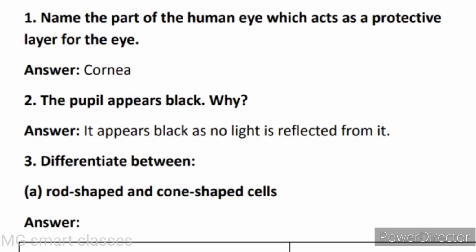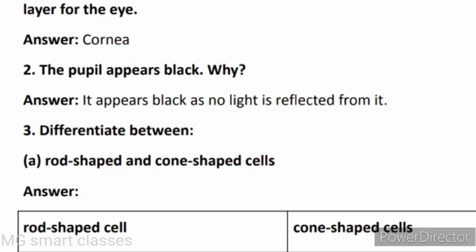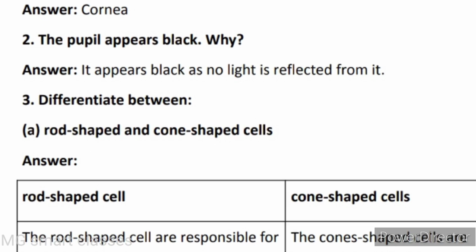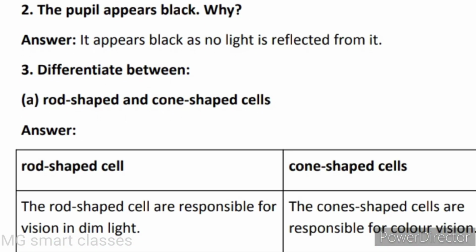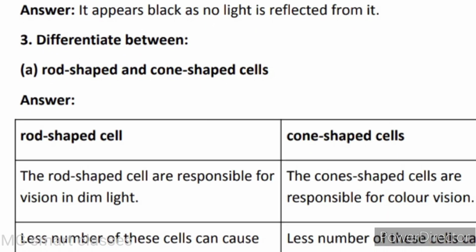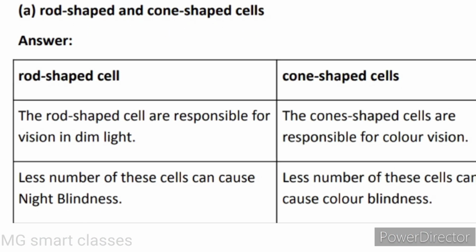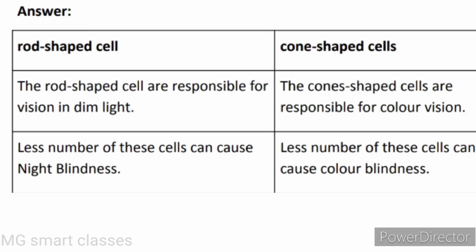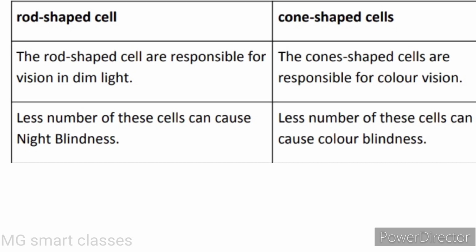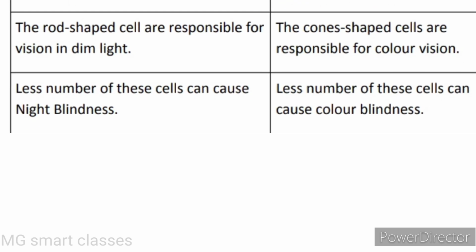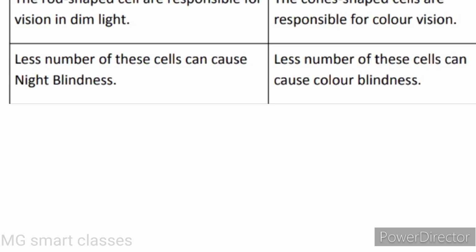Question number 3. Differentiate between rod-shaped and cone-shaped cells. The rod-shaped cells are responsible for vision in dim light. The cone-shaped cells are responsible for color vision. Less number of rod-shaped cells can cause night blindness. Less number of cone-shaped cells can cause color blindness.